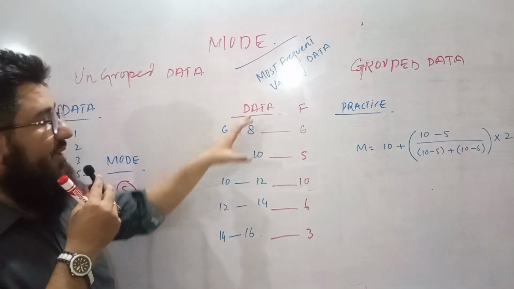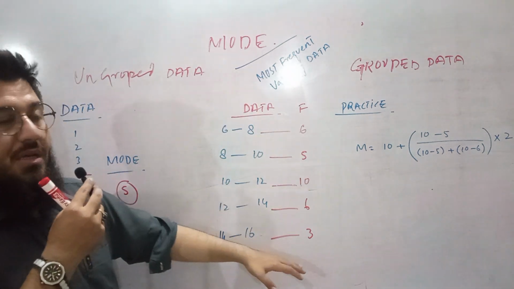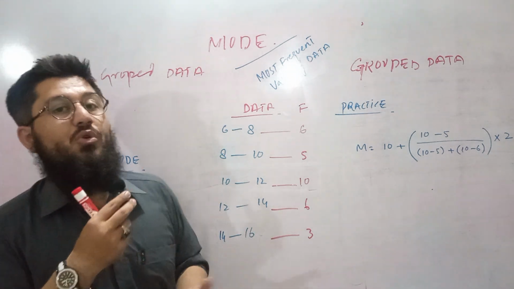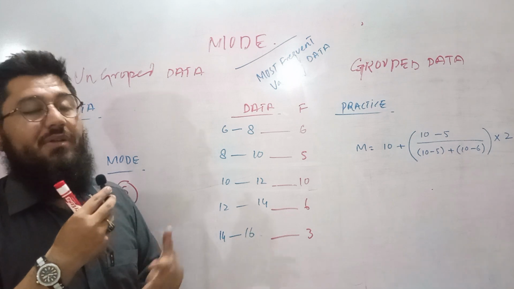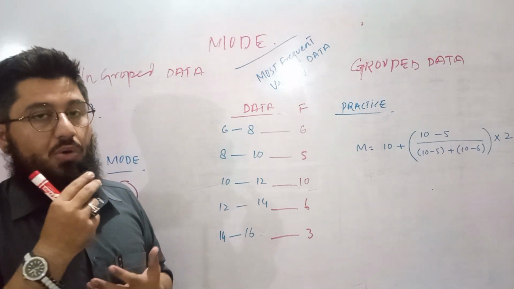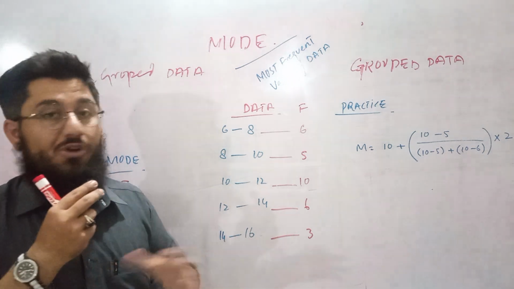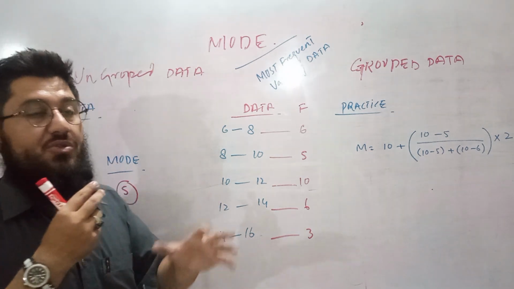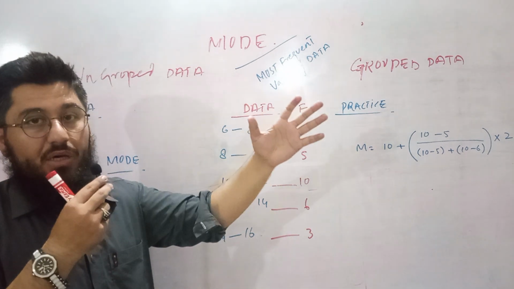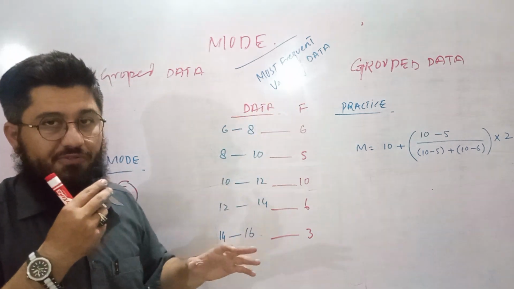In exams, you will be given data with frequencies. Then you will be asked to find the mode of this particular question. So this is the data in front of you with frequency. Now find the mode. First of all, I will tell you the steps, not the formula. From those steps, it will be easy for you to memorize the formula if you want. If you don't want to, forget about the formula.